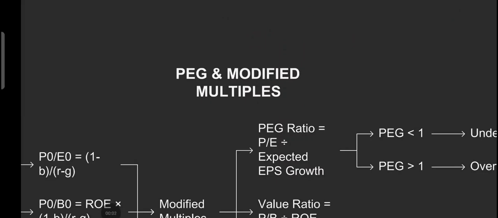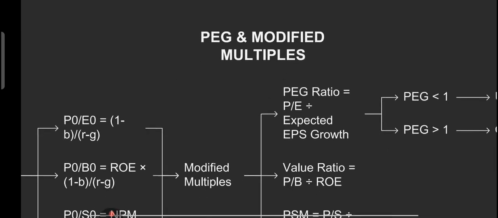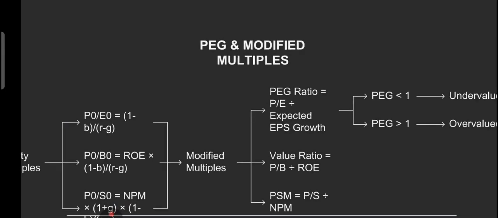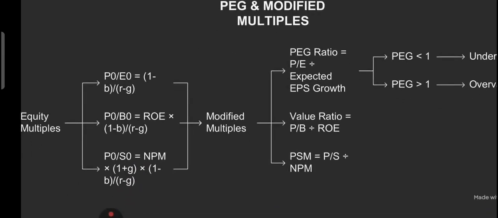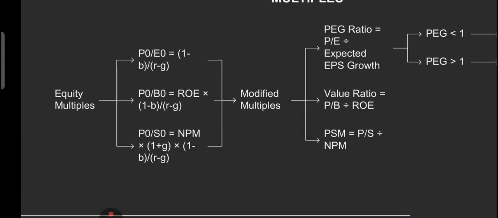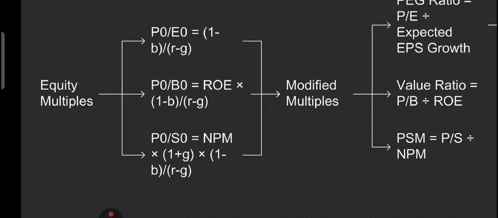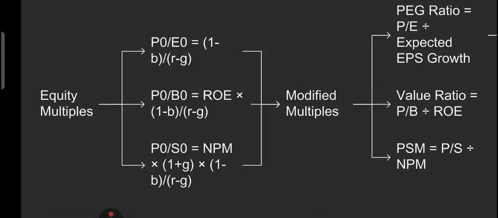After the P/S multiple ratio, the next multiples are PEG and modified multiples, right? Using PEG and modified multiples lets you see beyond just surface numbers, helping you spot the true value and avoid hidden risk. First of all, let's understand PEG. So start with the equity multiple. Here you will see three kinds of multiples. Equity multiple we have already seen. Just revise the three equity multiples.